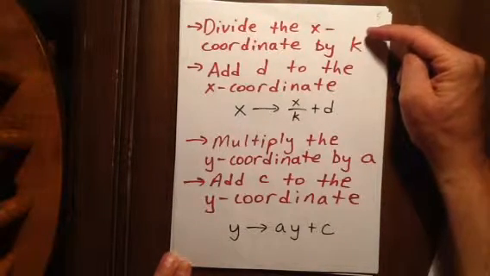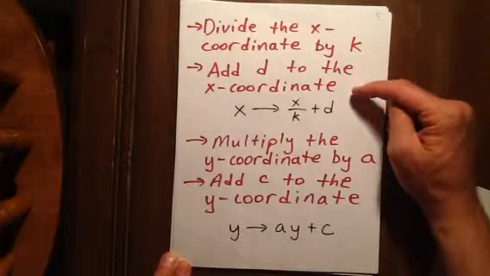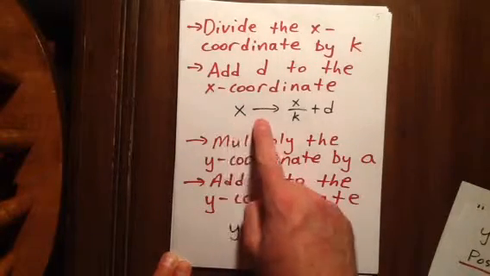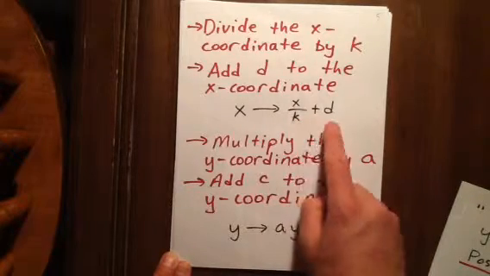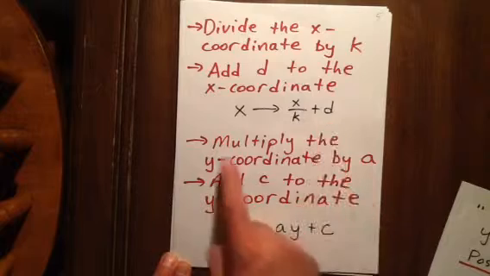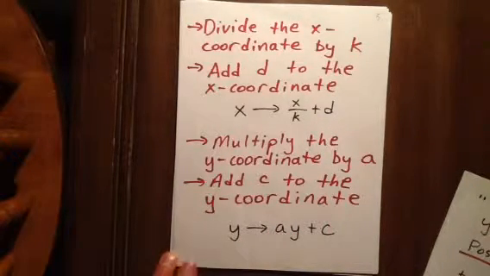And what we've got is that we're going to need to divide the x-coordinate by k and also add d to the x-coordinate. So in other words, we're going to take the original coordinate and transform it to x over k plus d. X divided by k, add d. Similarly, we're going to multiply the y-coordinate by a, and we're going to add c to the y-coordinate.